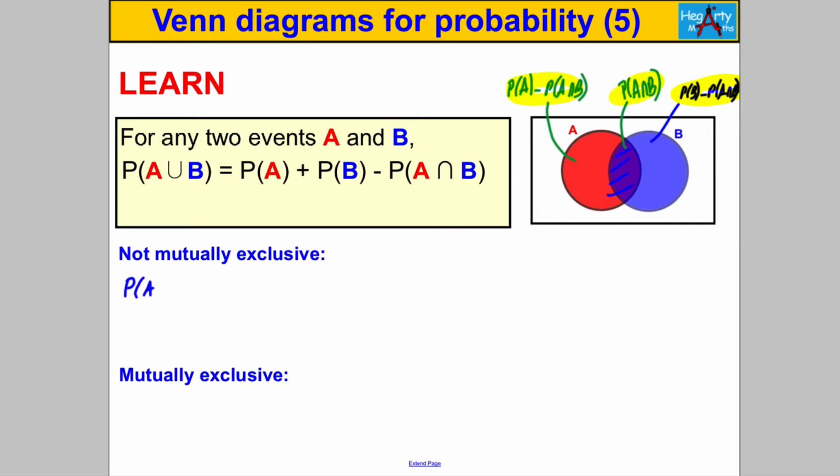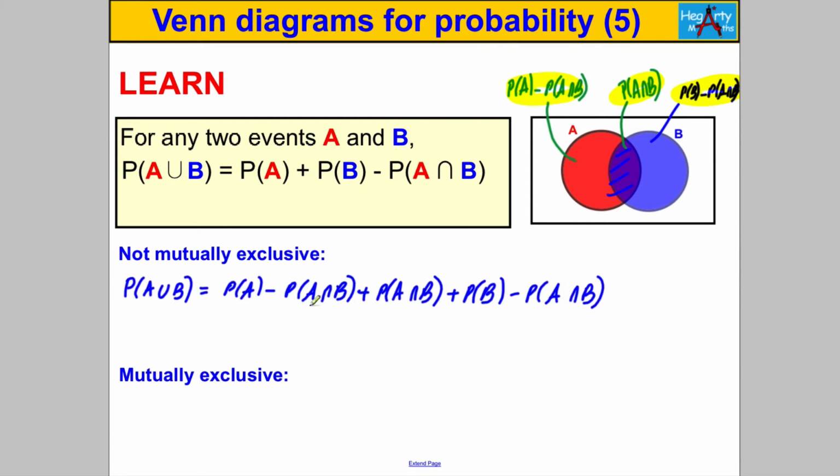So the probability of A or B is going to be this, plus this, plus this, which we can write down. Doing a bit of collecting like terms, that just combines to subtract the probability of A and B, and tidying this up, we get our result.